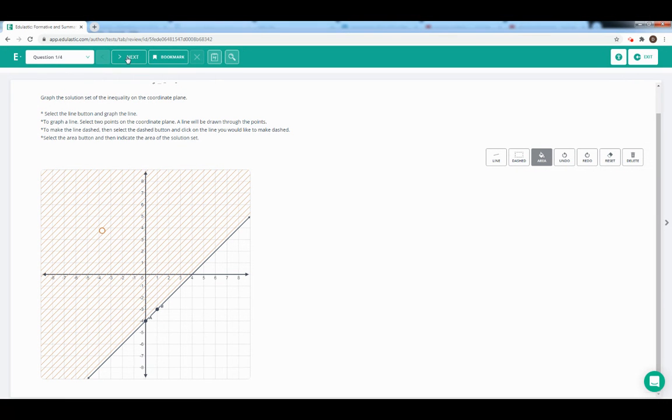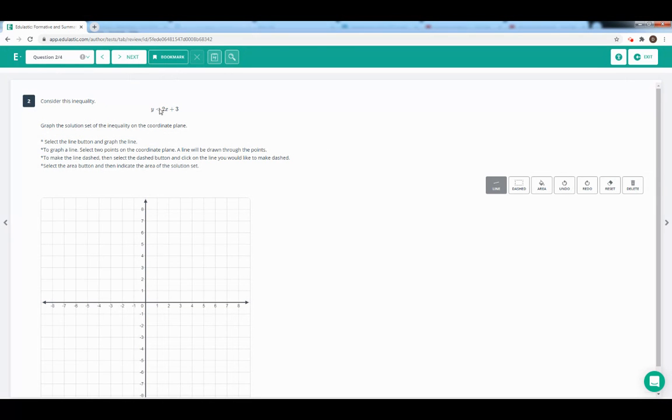All right. So let's take a look at question 2. Question 2 is y is less than 2x plus 3. So I'm going to graph it like normal. We're going to start at 3. My slope is 2, so I go up 1, 2, over 1.